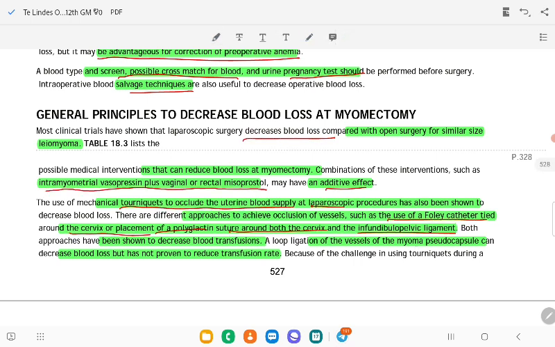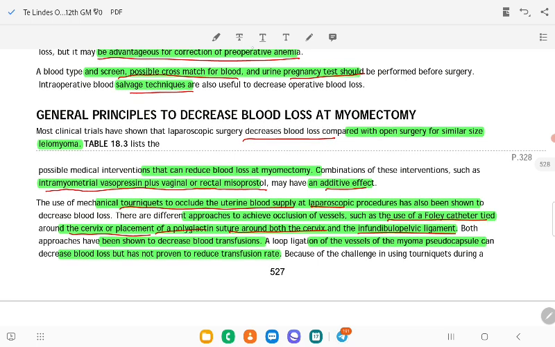A loop ligation at the base of the myoma, ligation of the base of the myoma pseudocapsule, also decreases the blood loss, but has not been proven to reduce the transfusion rate.